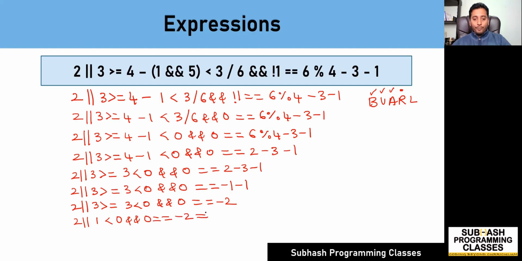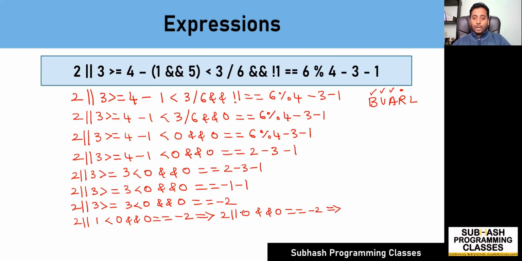Now evaluating it further, I will have to evaluate this. Therefore it becomes 2 or with is 1 less than 0, which becomes false. The rest I will keep as it is, and end with 0, equal to minus 2. Now evaluating this further.